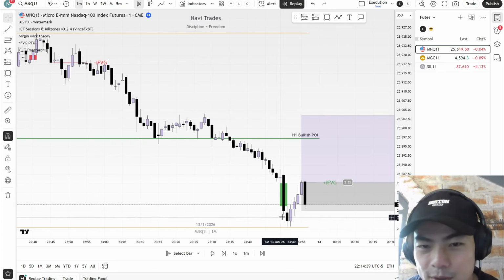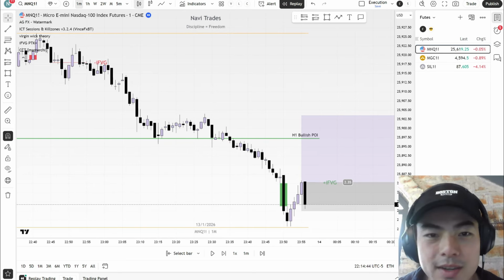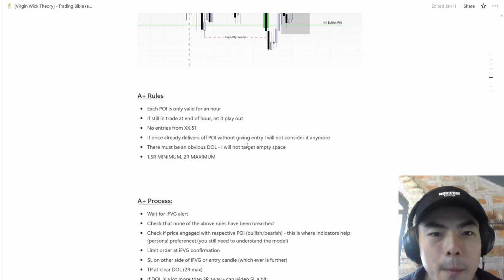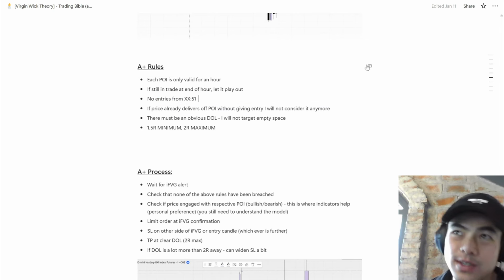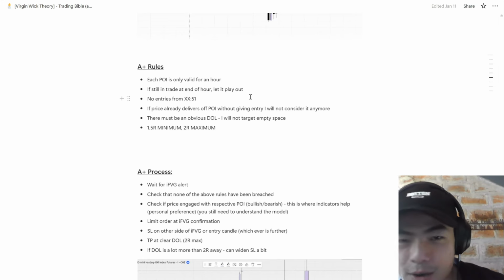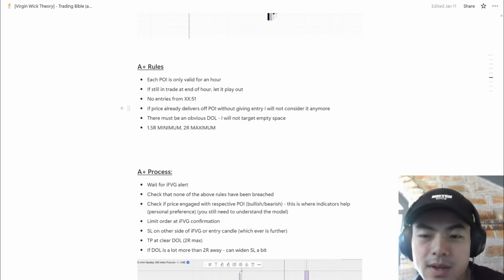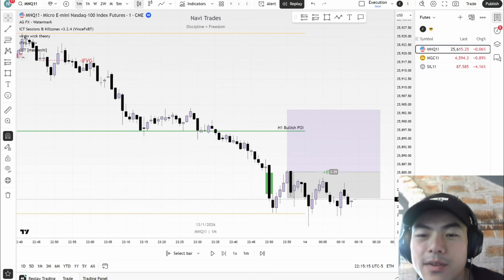But the reason I didn't take this is because look at the time that the IFVG is confirmed. It's 11:55. And as you would have seen in my Bible, let me pull it up. Here, no entries from XX51. So I don't like to engage with the POI towards the end of the hour because the next hour is about to start. We are about to get new POIs, and I just wouldn't consider any entries from that point onwards. So I wouldn't have taken that one. And you get stopped out anyway, so yeah, good fade on that one.